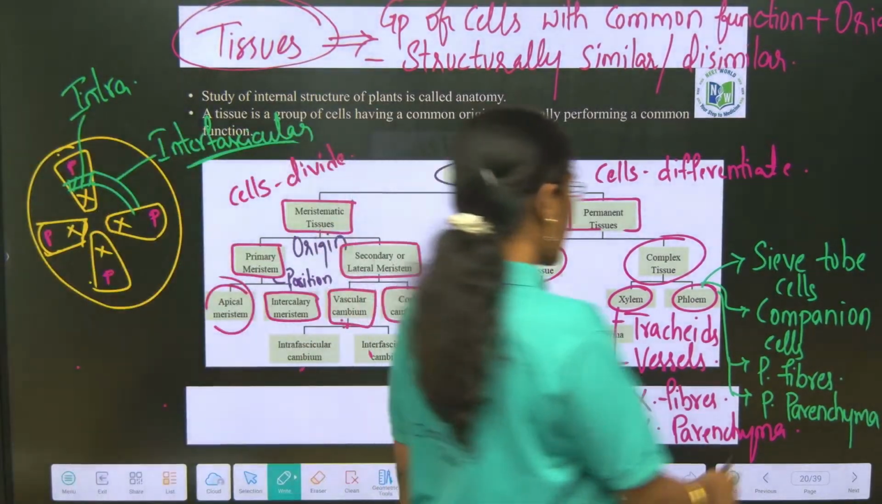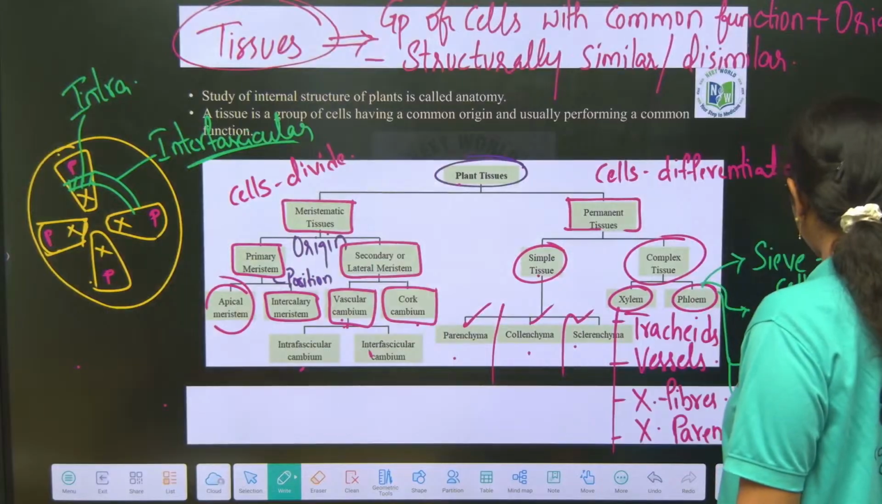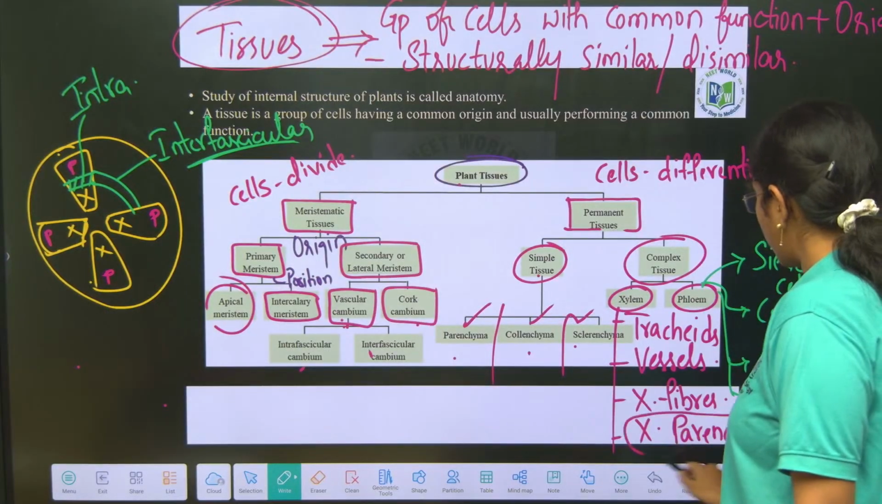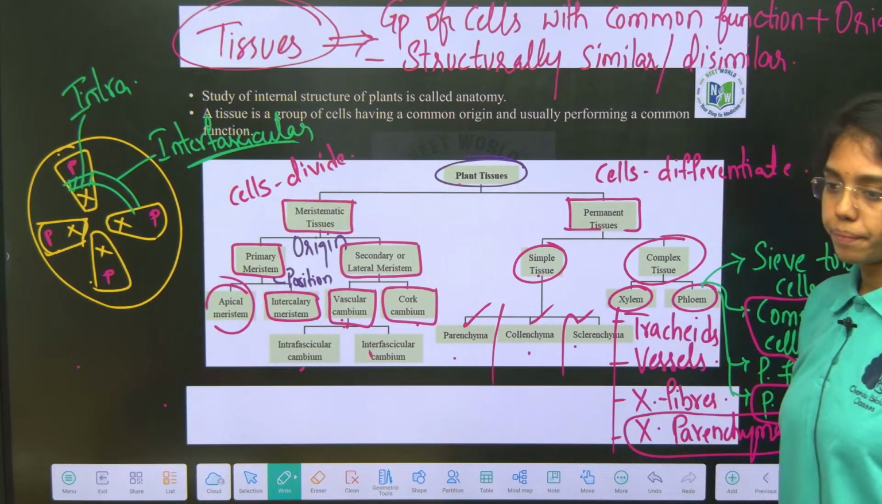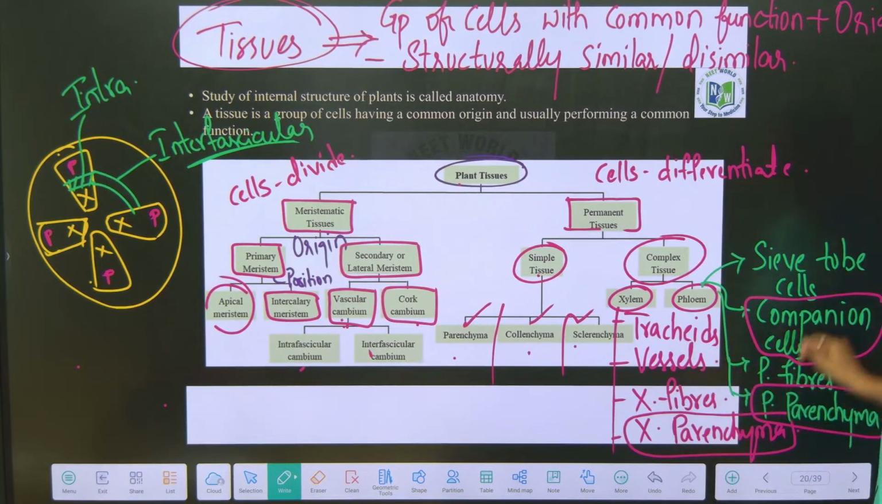Yes, xylem parenchyma and phloem parenchyma are living. Companion cells are living, the rest are all dead: tracheids, vessels, xylem fibers, sieve tube cells, phloem fibers are dead cells. Okay. Any other questions? I will give you 2 minutes of time. Take this classification. Quick.